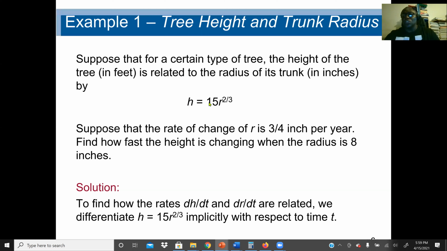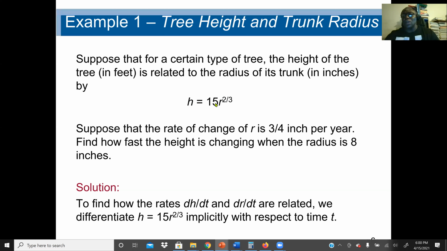h equals 15 r to the power 2/3. h and r, as we said, are related and change with time. So the derivative of h, remember h is one variable, so the derivative of h will be 1 times dh/dt using the chain rule. The same thing comes here: the derivative of r to the 2/3, 2/3 minus 1 will give us negative 1/3. Then 2/3 will be in the front.